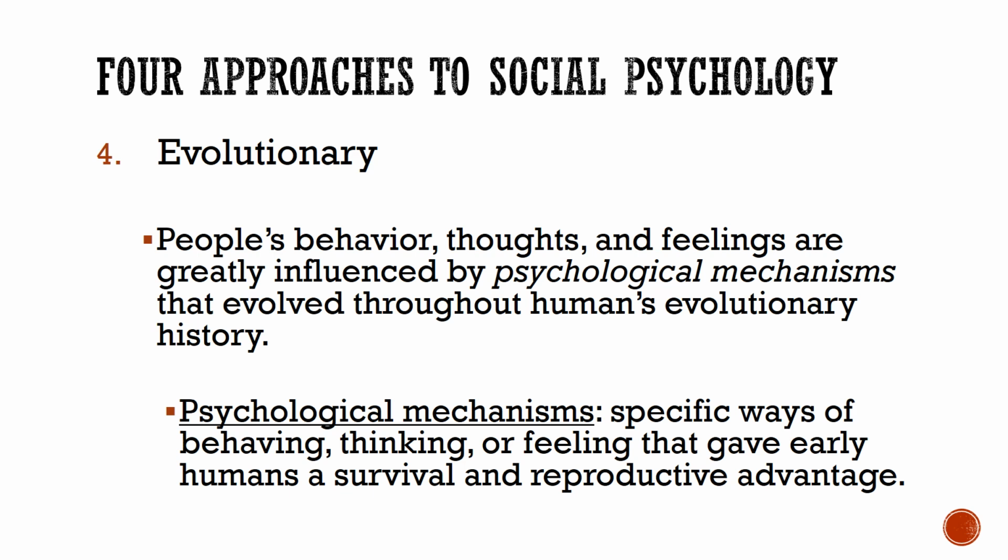According to the theory of natural selection, traits and characteristics that give an organism an advantage in survival and reproduction are more likely to be passed down on to the next generation. In the same way, the evolutionary approach to social psychology argues that particular psychological mechanisms gave some humans a survival and reproductive advantage, and because of this, humans today are still influenced by these psychological mechanisms that arose thousands of years ago.